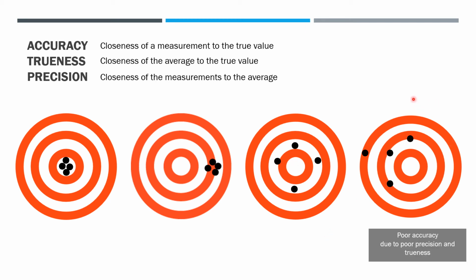Now with the final target, we've got the worst case. It looks to me like my measurements are scattered around the mean. The center of the pattern would be right about there, and it's pretty far away from the true value where I want it to be in the bullseye. So I'm going to say I have poor accuracy because each of the points individually is far away from the true value. I'm going to say I have poor trueness as well. Here's where the average would be, and it is fairly far away from the true value, the center of the pattern. And I'm also going to say I have poor precision because there's quite a lot of scatter compared to the other targets anyway around the mean.